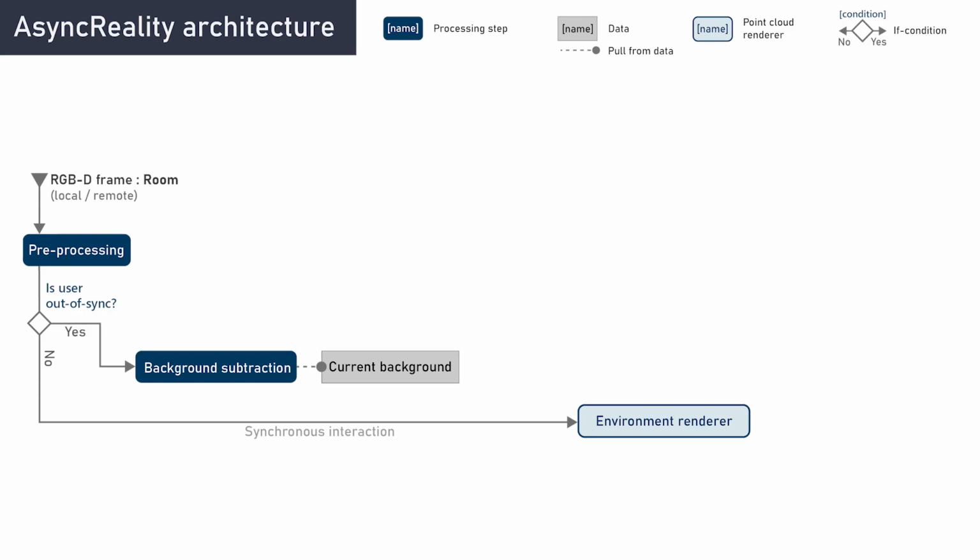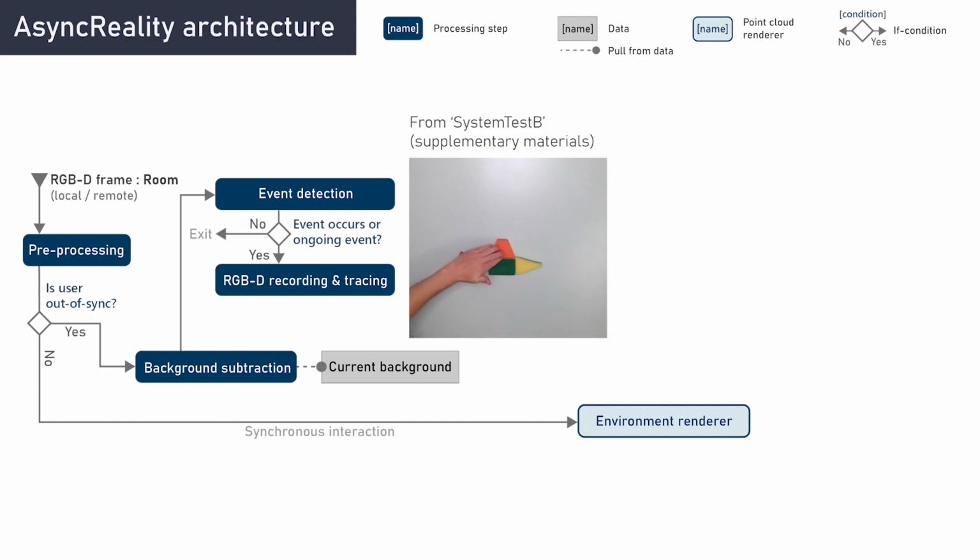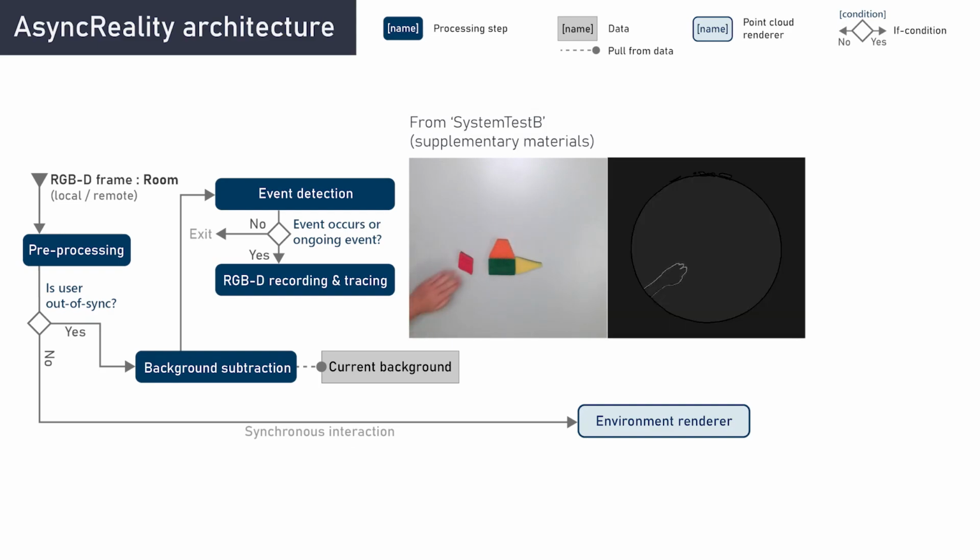We first subtract the current background, which is a snapshot of the room geometry including objects. Our event detection checks whether the RGBD frames differ from that background. If that is the case, we start recording the incoming RGBD frames. While recording, we also keep track of regions where depth values are close to the background, for instance, when a person touches or moves objects. We call this the traces of the event.